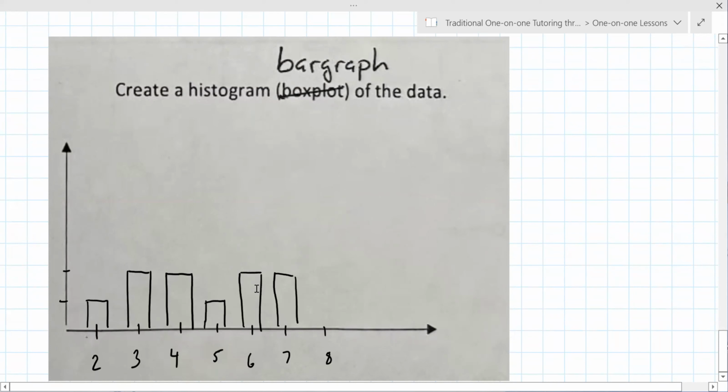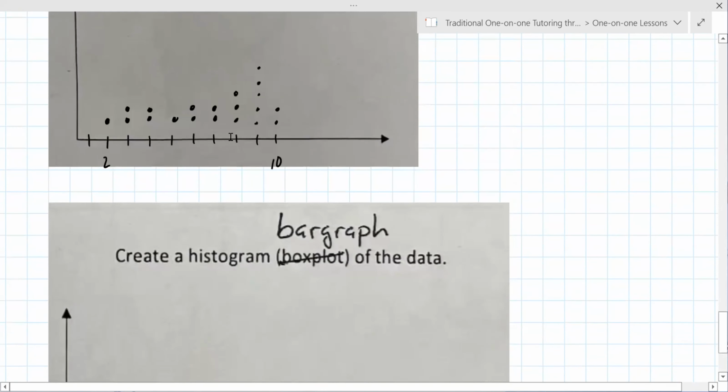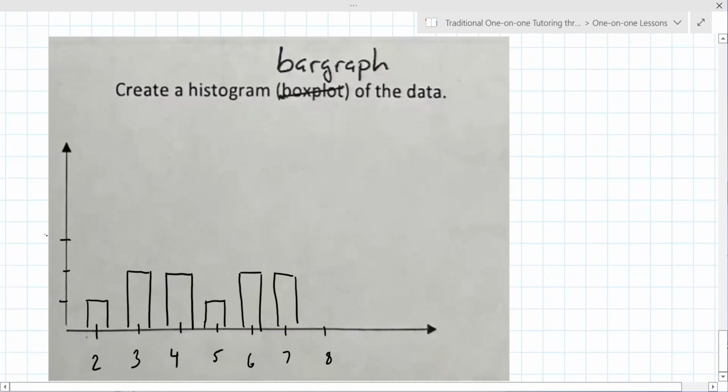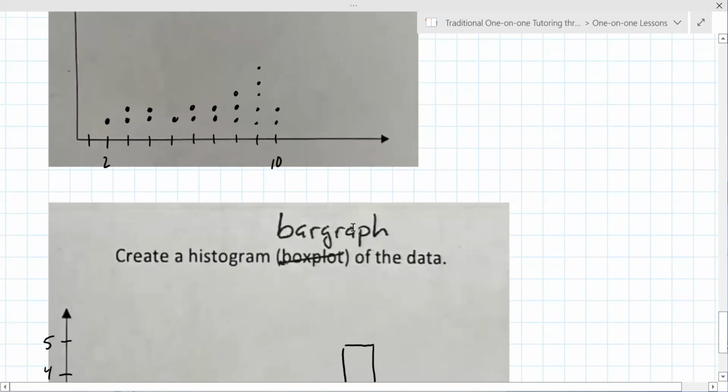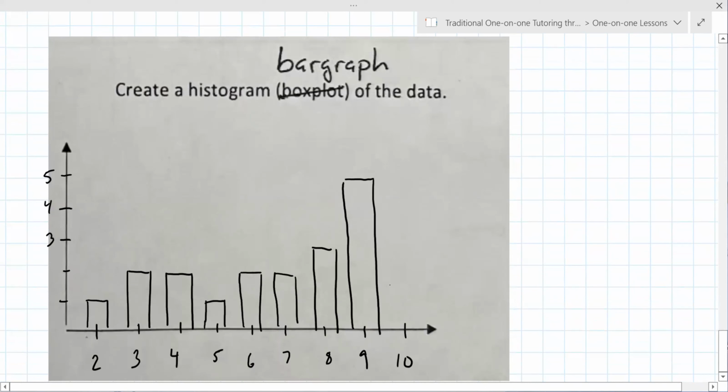Okay. And then 8, how many 8s are there? 3 8s. So I have to build a new height box here, 3 8s. And then 9, there's I think 5 of those, 5 9s, and so on. And what you're going to notice, there's 2 10s, is that it really has the same shape as the previous one, the dot plot, but sometimes visually a bar graph is easier. I'll even write that, easier to see than a dot plot.